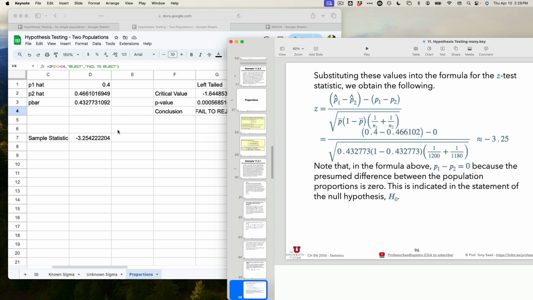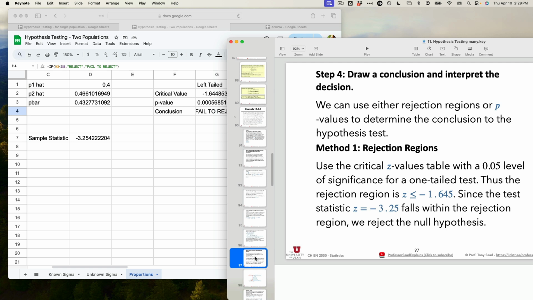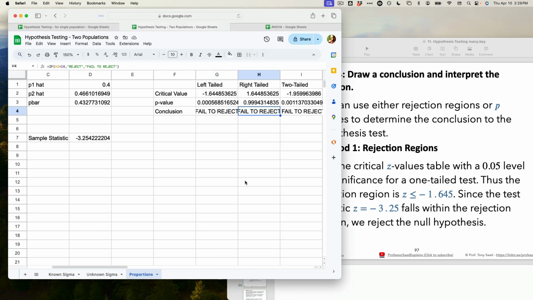Okay, so my Z statistic in my spreadsheet is the same as the one in the textbook. Good news, they're correct. And the rejection region, because this is a left tail test, is Z less than minus 1.645. Now our sample statistic falls below that, so we do reject the null hypothesis.